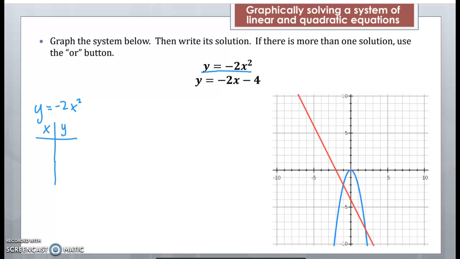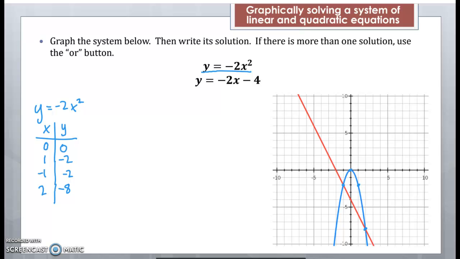If I plug in 0, negative 2 times 0 squared is 0. So I'll have a point at 0, 0. If I plug in 1, 1 squared is 1 times negative 2, I'll get negative 2. So at 1, I'll have negative 2. At negative 1, I'll also get negative 2, etc. And then we go ahead and fill in our points here. Let's also plug in the point 2. When I plug in 2, I'll get negative 8, which is here.